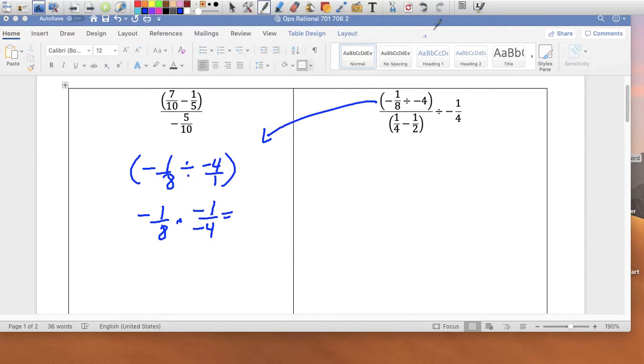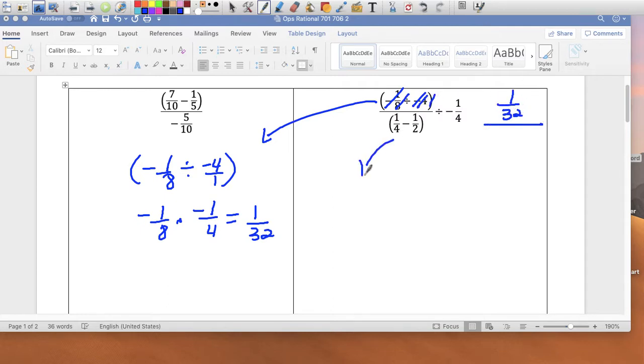Can we simplify? No, now nothing on top and nothing on the bottom, we can simplify. But a negative and a negative is a positive. So 1 times 1 is 1. And 8 times 4 is 32. So this, I'm going to change over here, becomes 1 over 32.